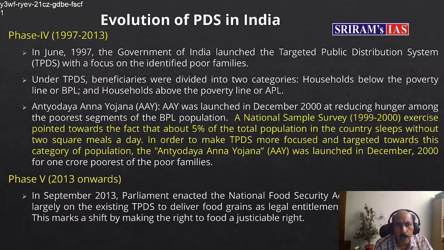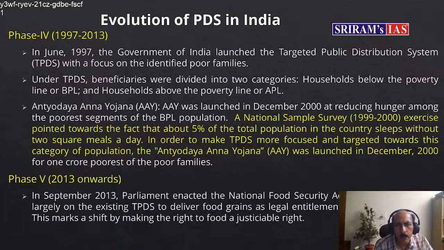Therefore, from 1997 onwards, the state government has to discharge two responsibilities. One is ensuring the accessibility of the food grains within the reach of the people, and secondly, identifying the beneficiaries for the PDS system. This means they have to identify the families and the people who are below the poverty line, and they should have access to subsidized food grains under PDS. And therefore, these two responsibilities have to be discharged by the states.